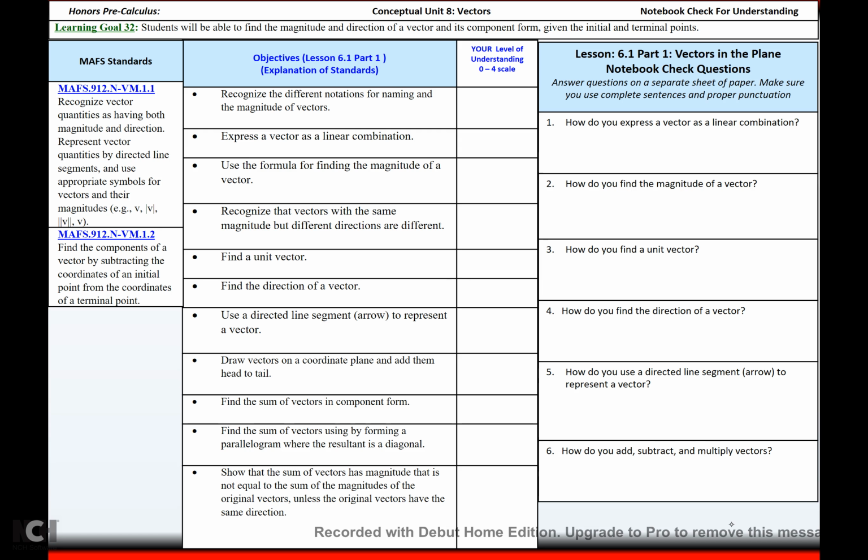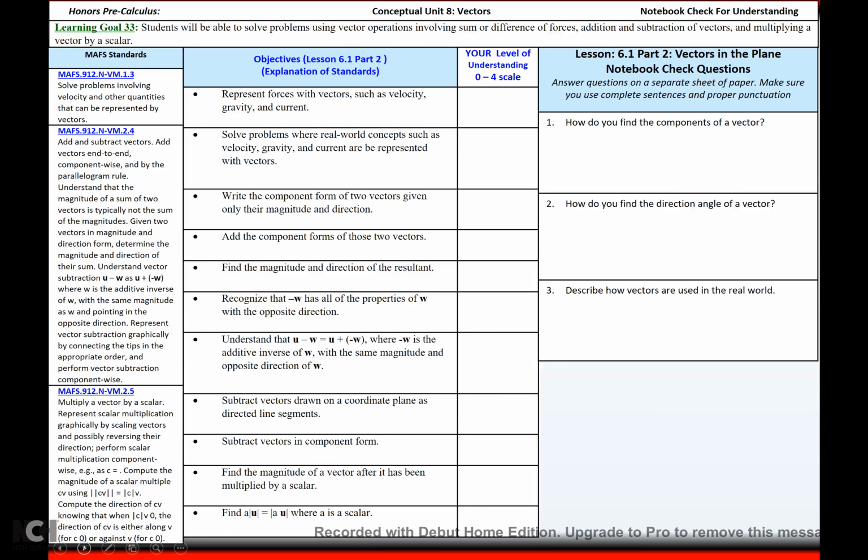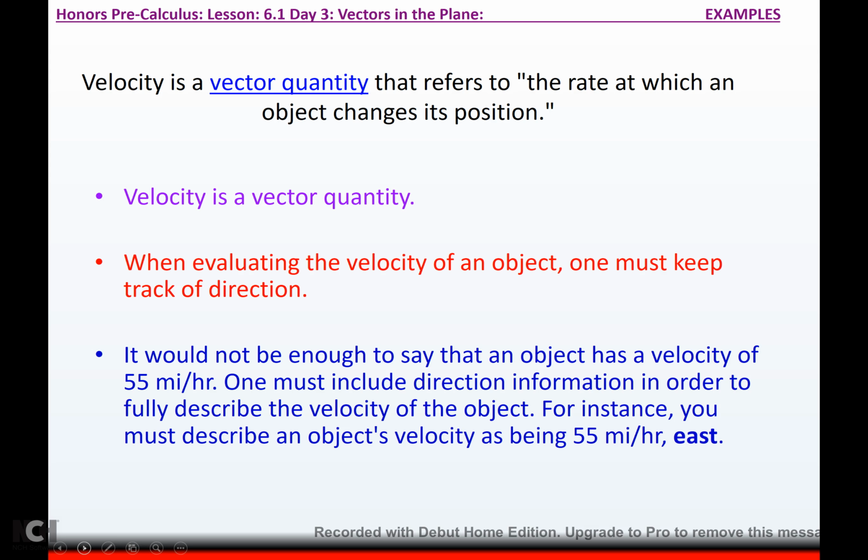All right, today we are going to continue talking about vectors. And first of all, we're going to talk about velocity. Velocity is a vector quantity that refers to the rate at which an object changes its position. Velocity is a vector quantity. When evaluating the velocity of an object, one must keep track of direction.